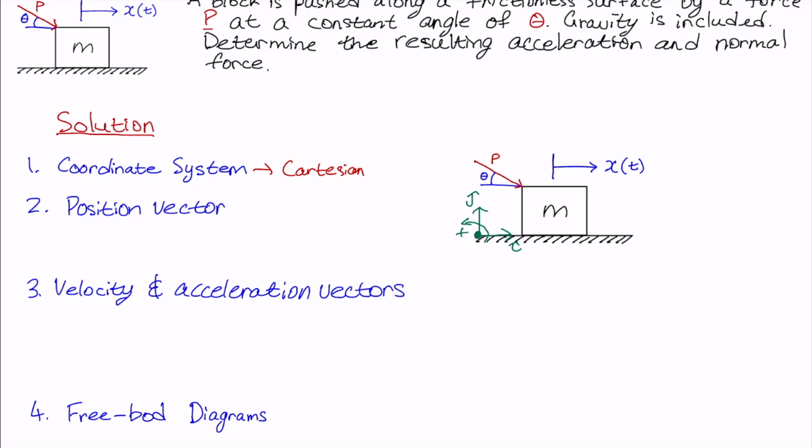We're then going to do position vectors. For this block, we are going to draw from the origin to the center of mass. For our position vector, we're going to call that R. And in order to define R in a coordinate, we're going to need to add several dimensions. So we're going to start by saying R is equal to, and we already have x at t.